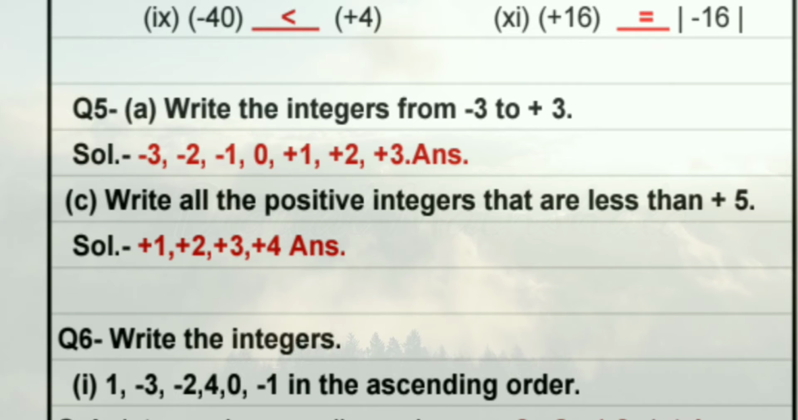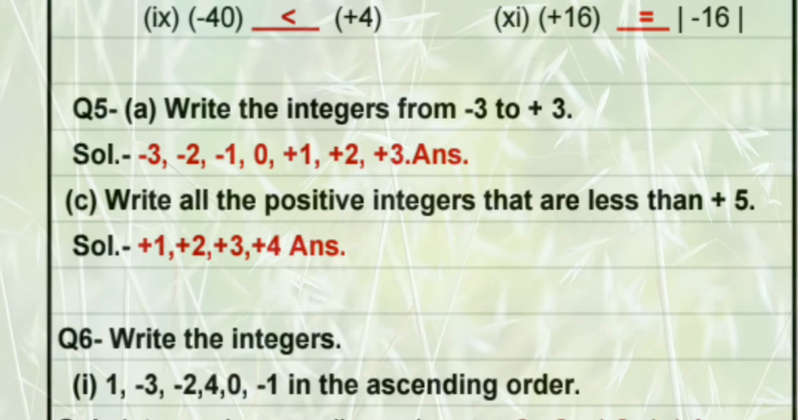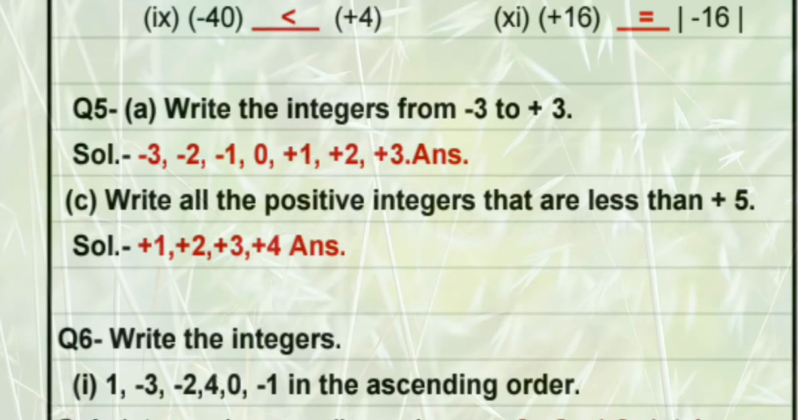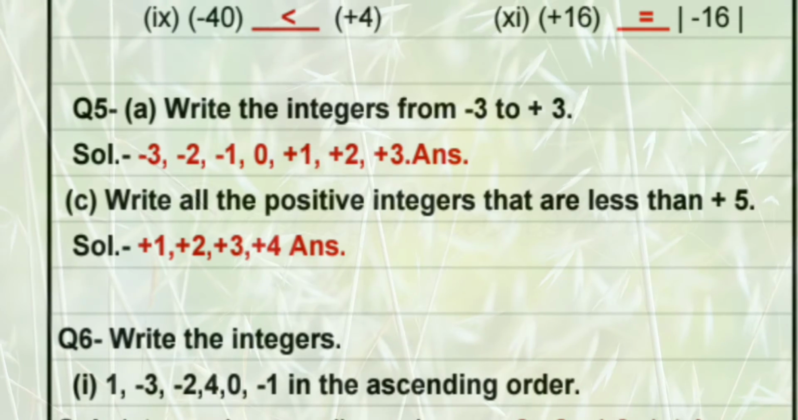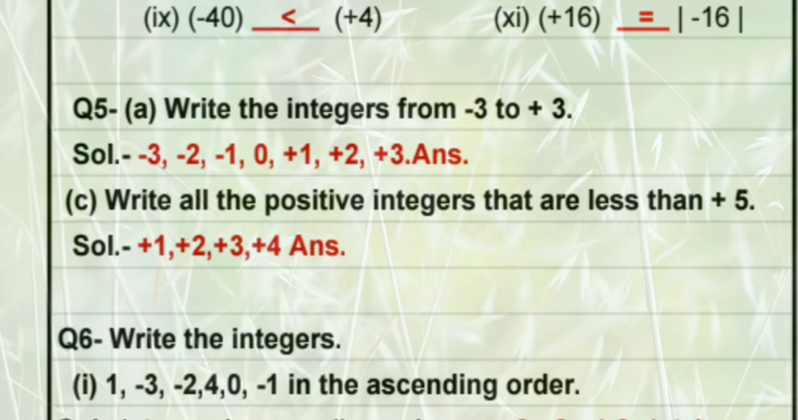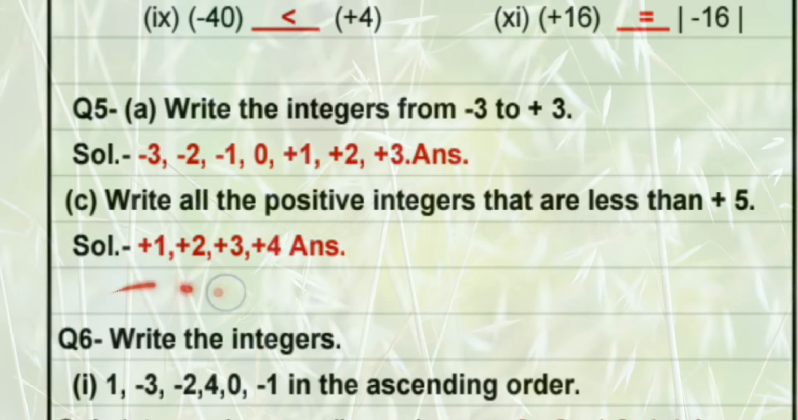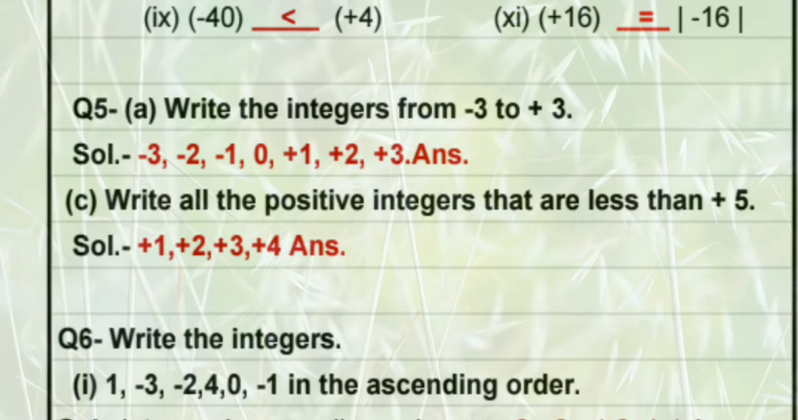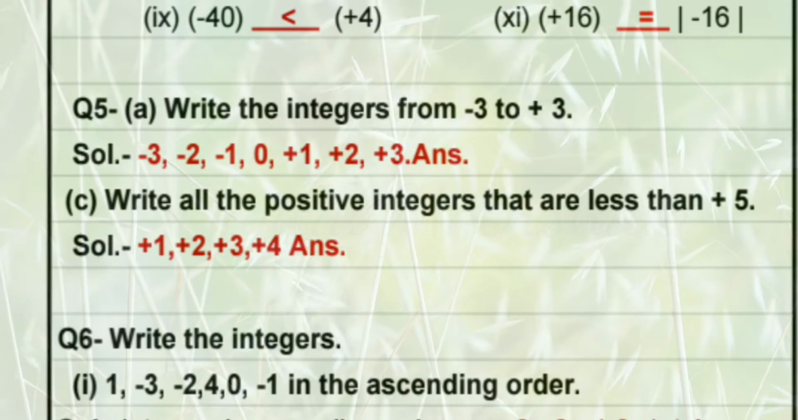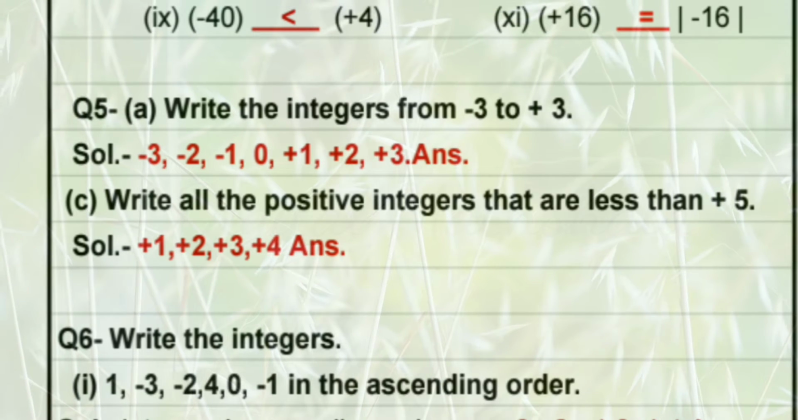See the next question, write all the positive integers that are less than +5. So all the positive numbers he is saying, so we will start from +1, right? Because 0 is neither a positive nor a negative number, so we will not consider 0 in this. We will start from 1, then 1, 2, 3, 4, or you can write in reverse order also. You can write 4, 3, 2, 1, both are correct.